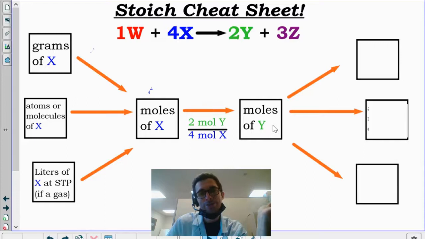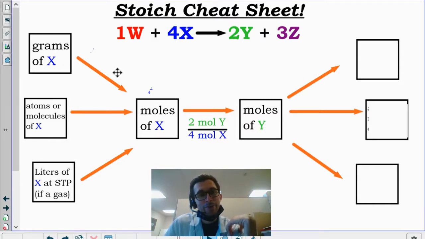That's one of the hardest things for chemistry students with stoichiometry: you want to go straight from grams of something, or liters or atoms of something, to moles of something else. You can't do it. Okay? No matter how hard you try, you can't do it. This is why we need to write down the units and the substances, because things will cancel out.